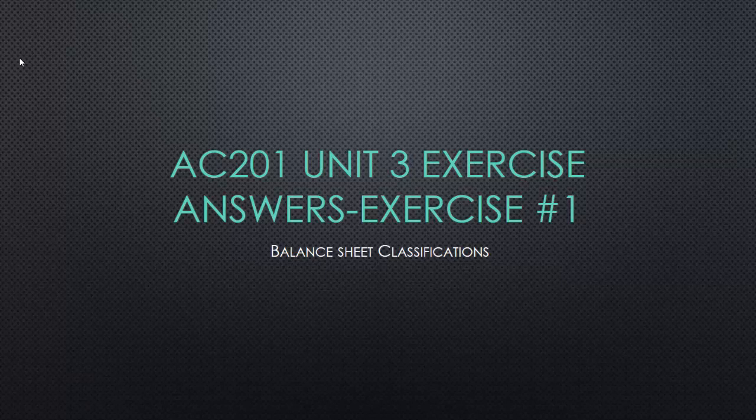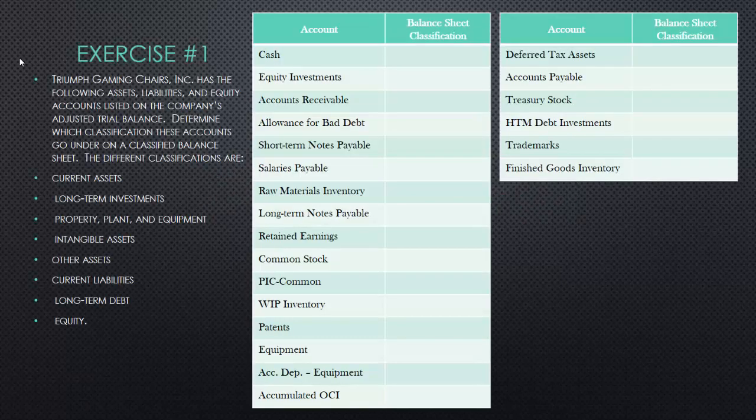Hello everyone, here is the answer to exercise 1 in unit 3 of AC201. In this exercise, we are going to have to figure out what we are going to classify certain accounts as on our classified balance sheet.